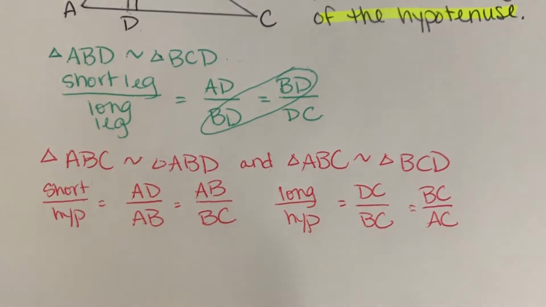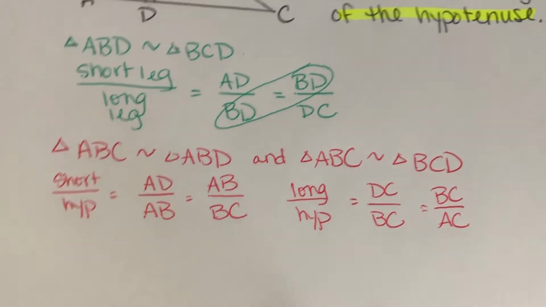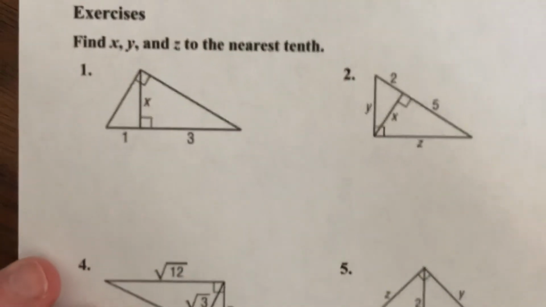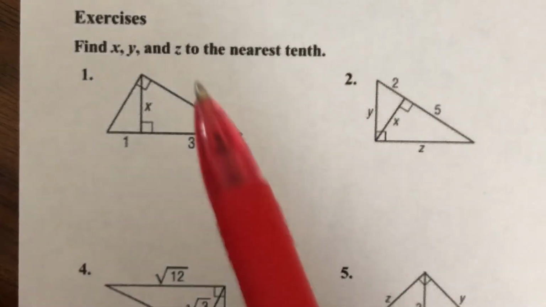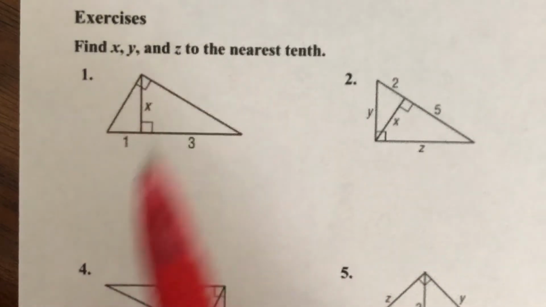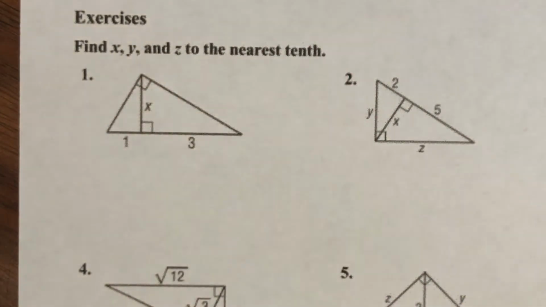Okay, so we're going to use that to look at some problems here. All right, so we're going to do some math and solve using geometric mean. So we have 6 problems here we're going to do together. We have to solve for X, Y, and Z. Some problems don't have all 3 letters. Some of them do.